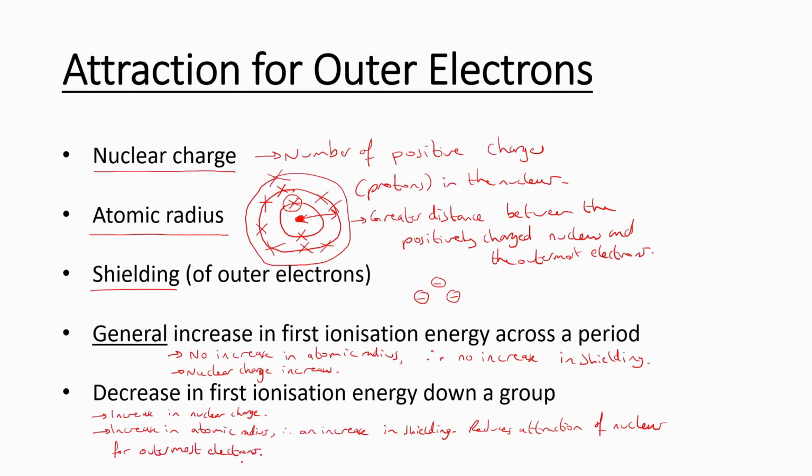And here we need to understand that this means there's less energy involved in removing those electrons. So we have a decrease in first ionization energy.